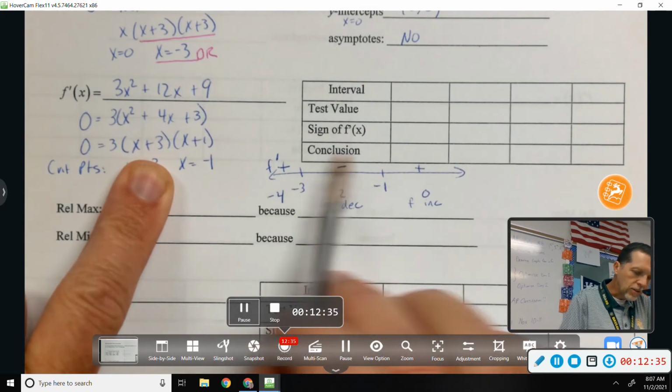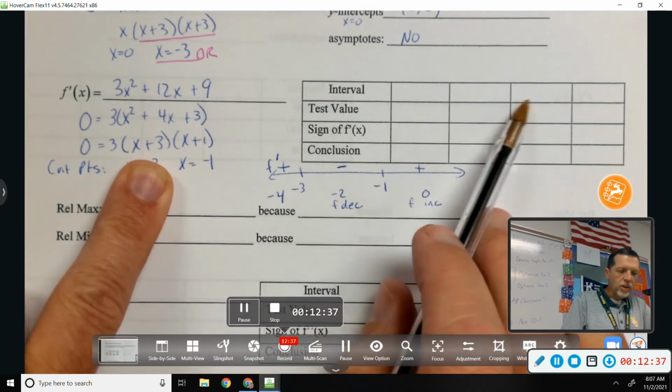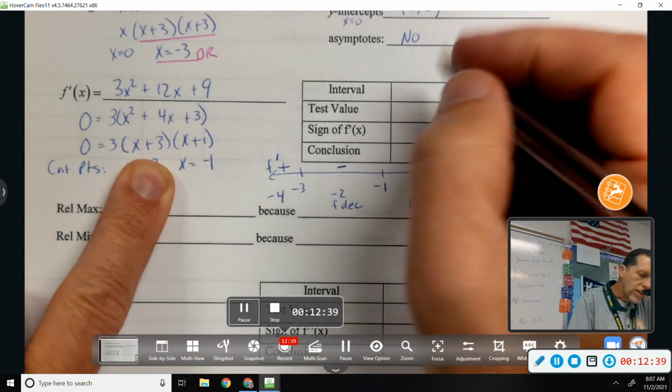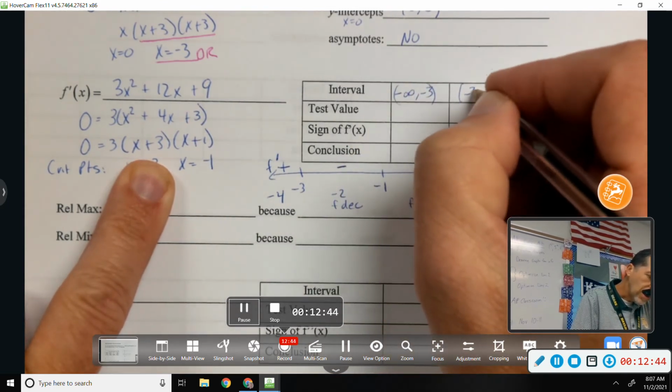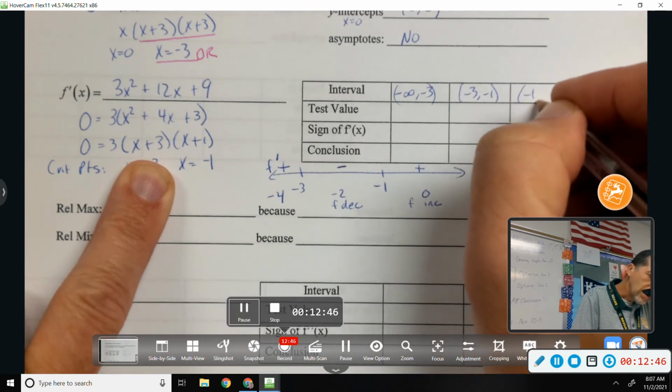So let's take this information and put it on this table. Interval: negative infinity to negative 3, negative 3 to negative 1, negative 1 to infinity.